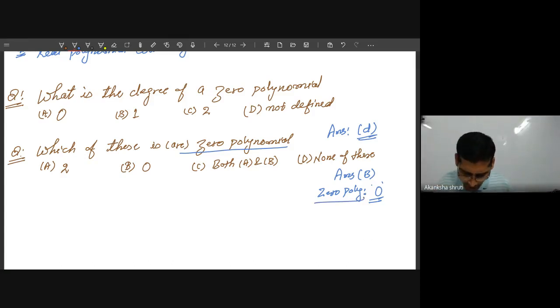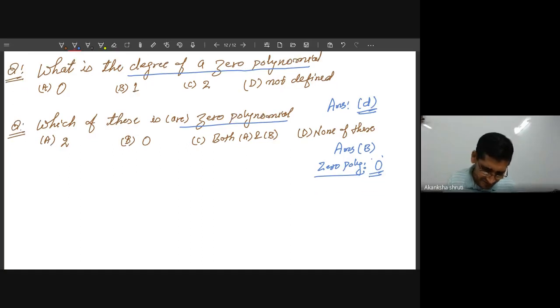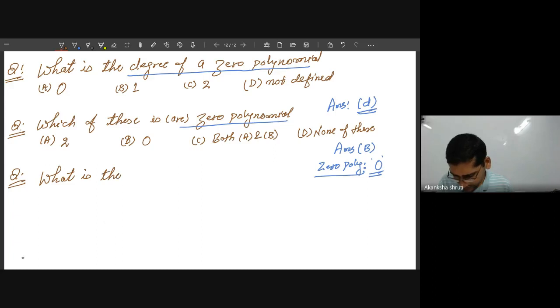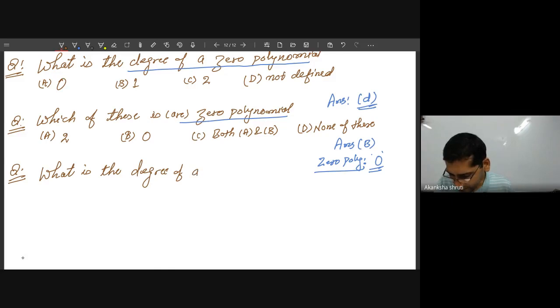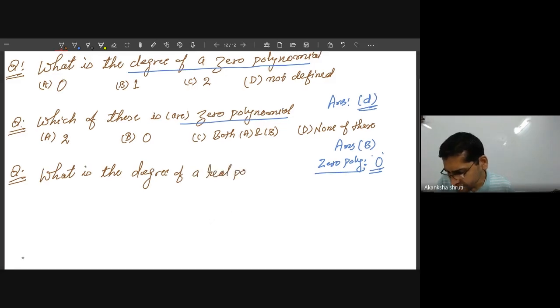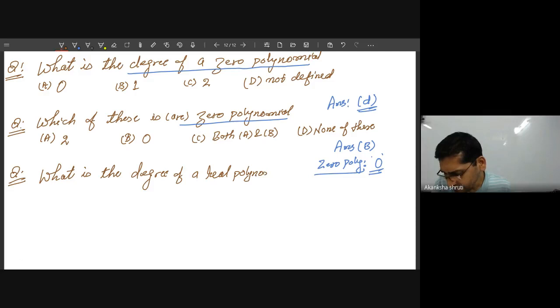If anyone asks you what is the degree of the zero polynomial, student, keep in mind, degree is not defined, but the value of the zero polynomial is 0 only. Okay, student? The question may be framed like this. What is the degree of a real polynomial? These are the MCQ questions.